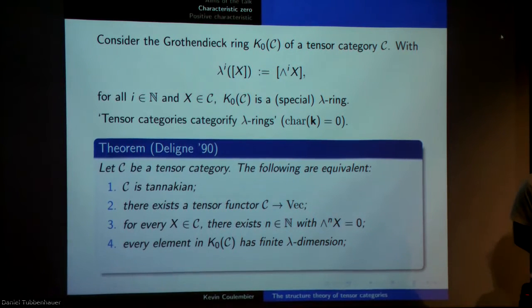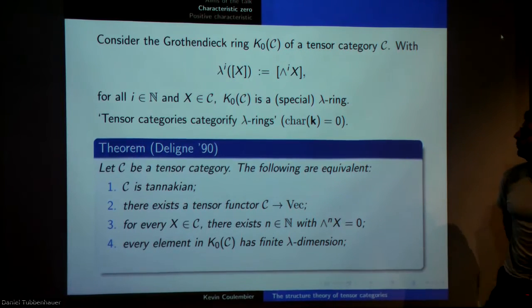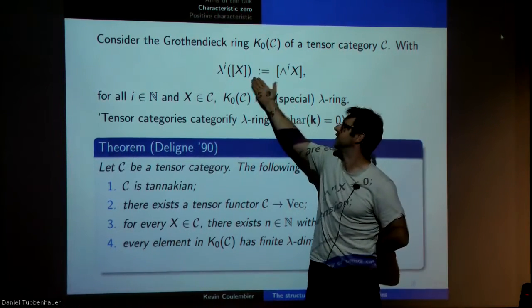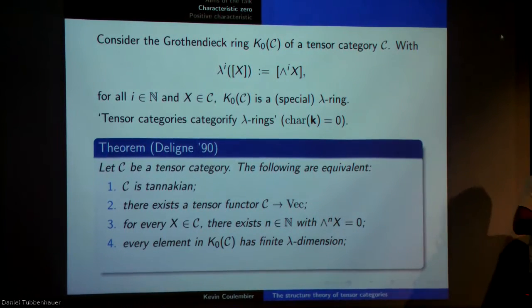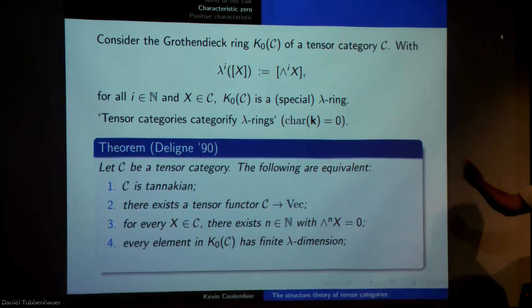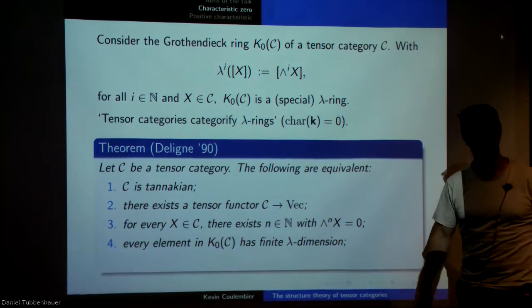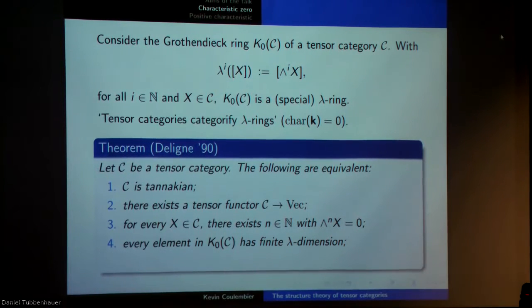And do you then extend it to the others? Yeah, this is indeed only defined on certain elements, but by the not quite linearity, lambda 2 of x minus y would be lambda 2 of x minus lambda 1 x. Yeah, there's a unique way to extend it so that you get a pre-lambda ring.